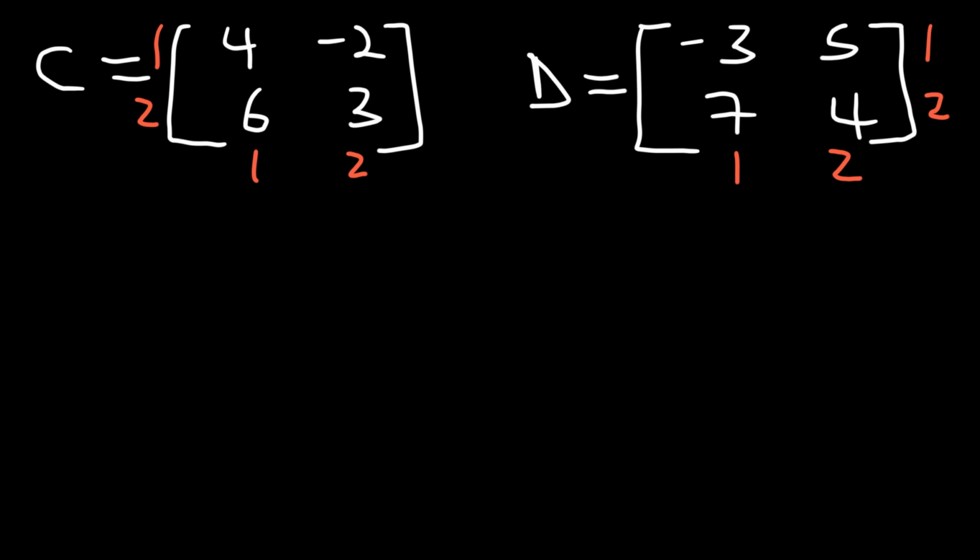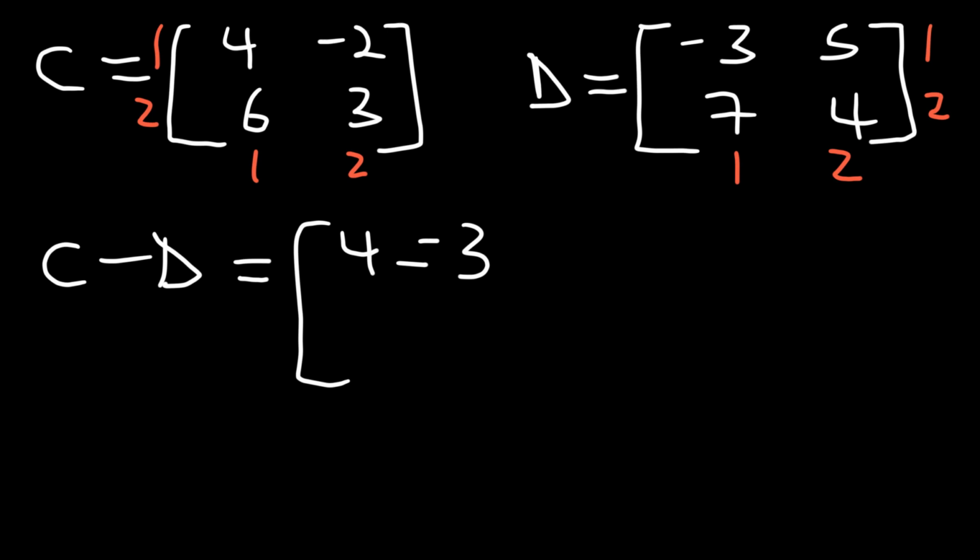Now what if you were told to subtract matrices? Let's say you were to find C minus D. Once again we shall solve this by subtracting the corresponding elements. Therefore C minus D will be equal to, first we shall have 4 minus negative 3, and then negative 2 minus 5, and then 6 minus 7, and lastly 3 minus 4.